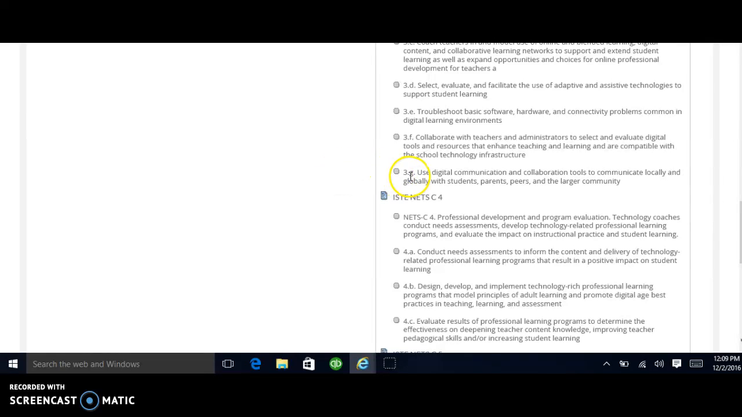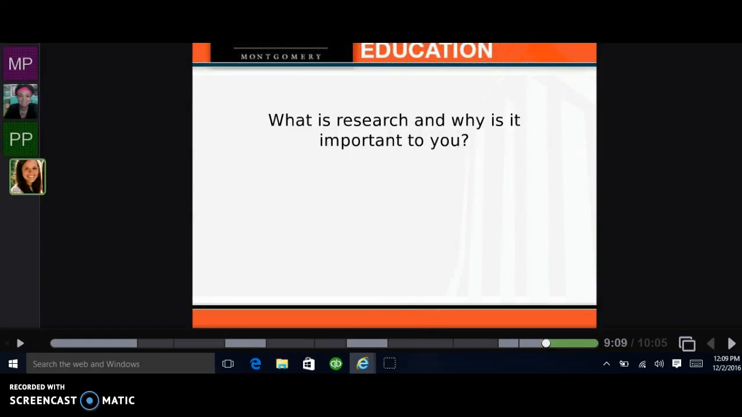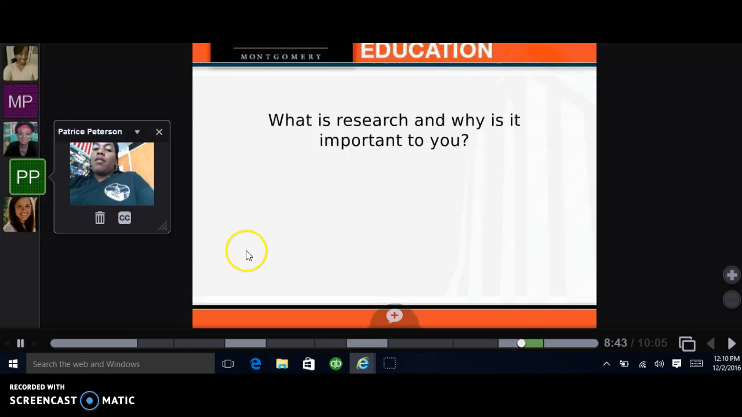The next standard I'll be discussing is 3.G, which is use digital communication and collaboration tools to communicate locally and globally with students, parents, peers, and the larger community. Now, one way I was able to master this standard in terms of communicating with my peers, our professor had us use VoiceThread. We had to make weekly comments about certain topics, which you see here.